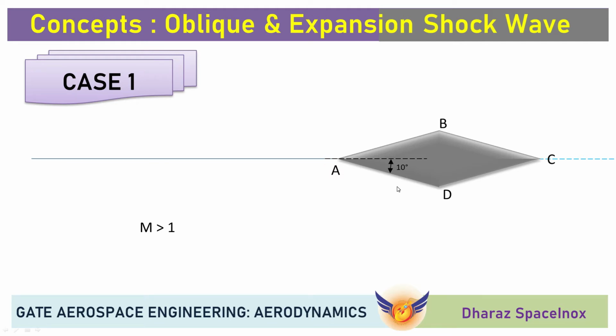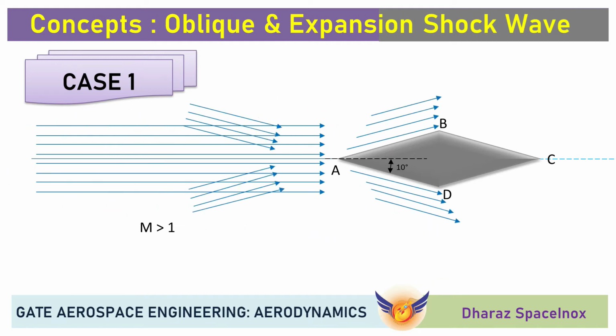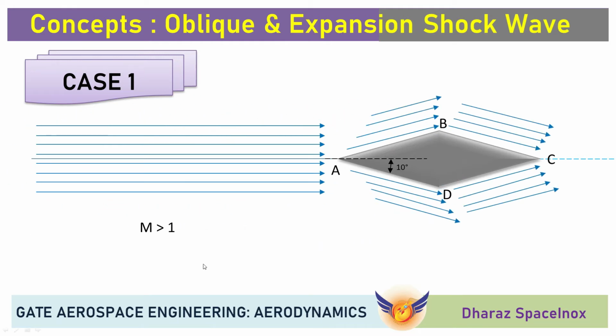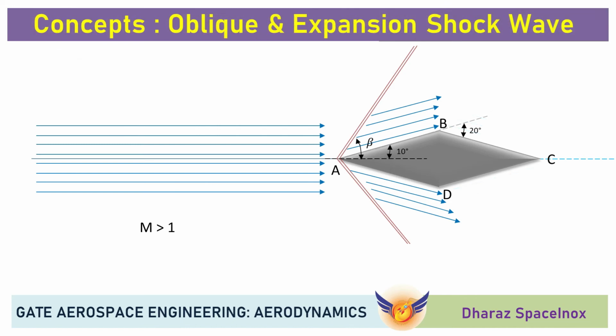Now here, when the flow moves across this wedge with a Mach number greater than 1, we are going to study what sort of impacts, what sort of shock waves are going to occur across this profile. Now, when the flow moves from A to B, as this edge AB is inclined 10 degrees from the horizon, it will create an oblique shock wave.